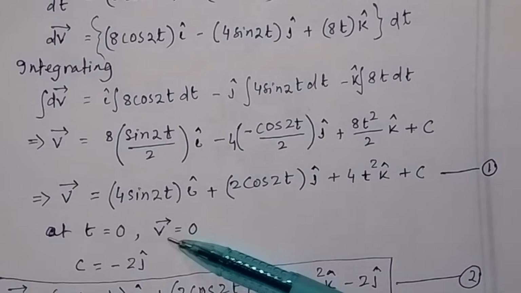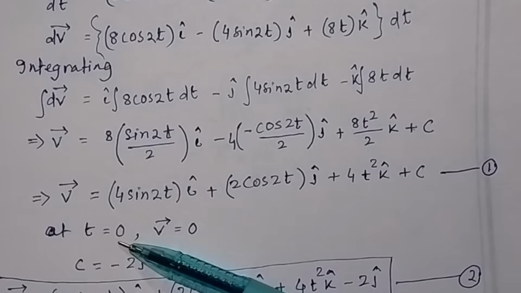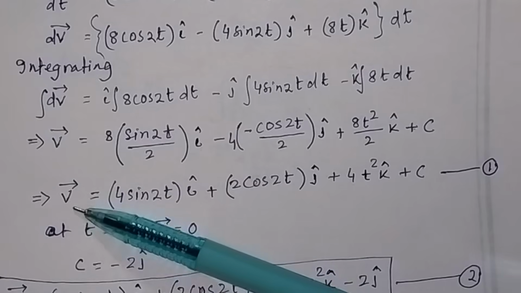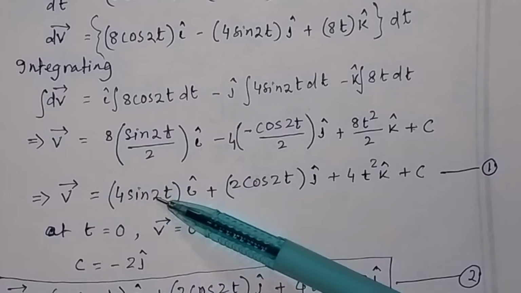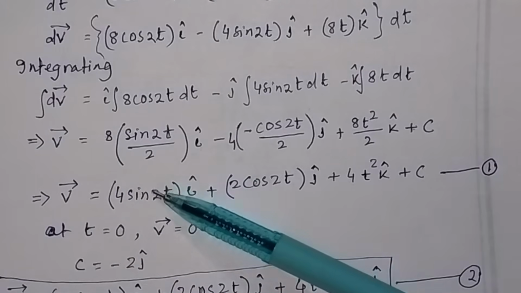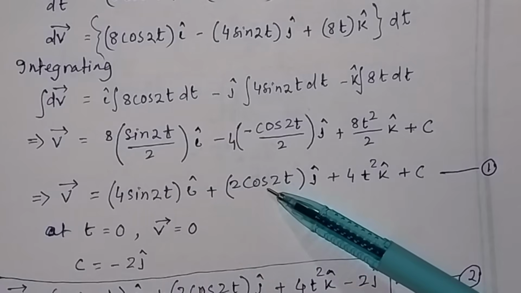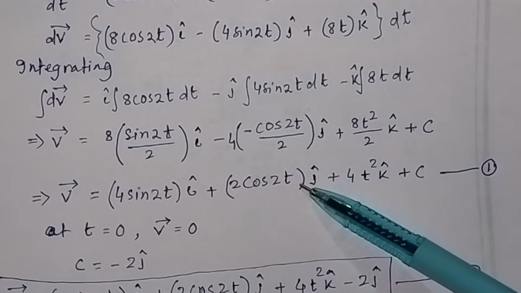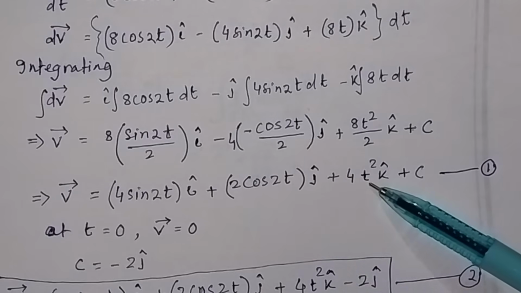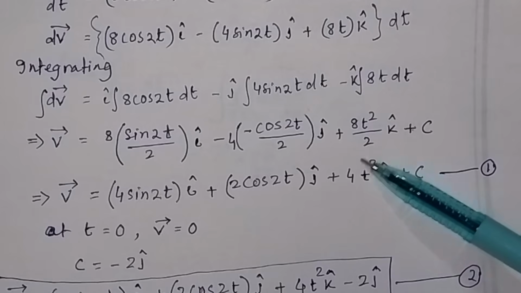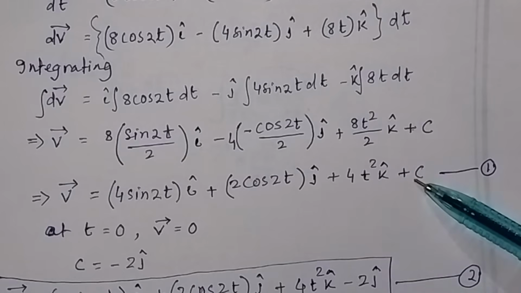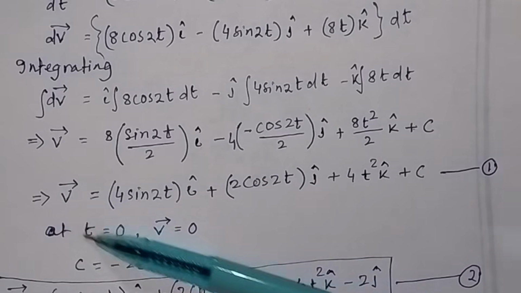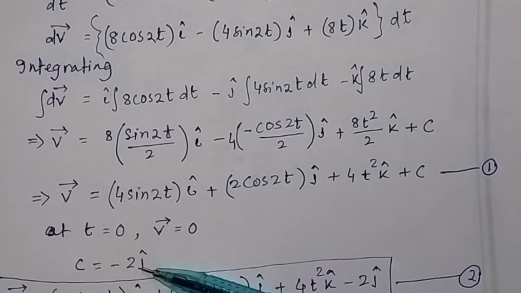The given condition is at t = 0, velocity equals 0. So if you put velocity equal to 0 at t = 0, the i component will be equal to 0, and the j component will be 2 cos 0, where cos 0 equals 1, so this will be 2j. The k component will be equal to 0. So c will be equal to −2 j cap, because if you take this to the other side, it becomes negative.